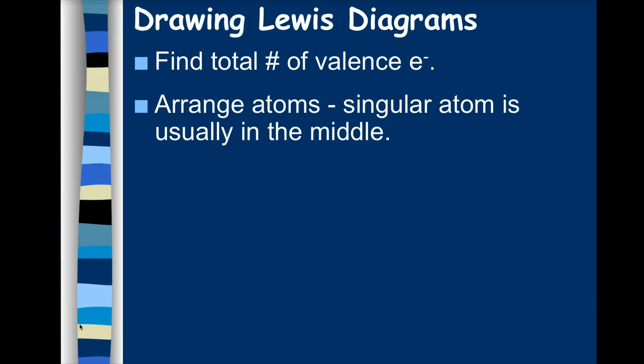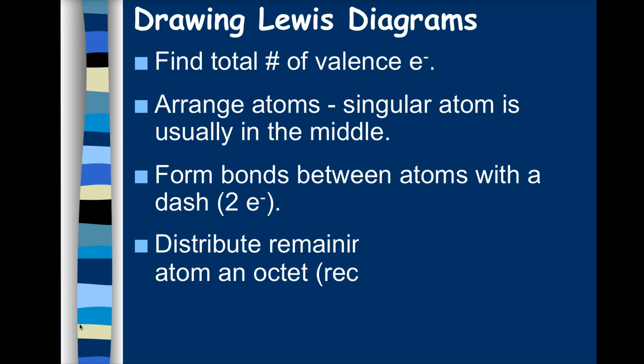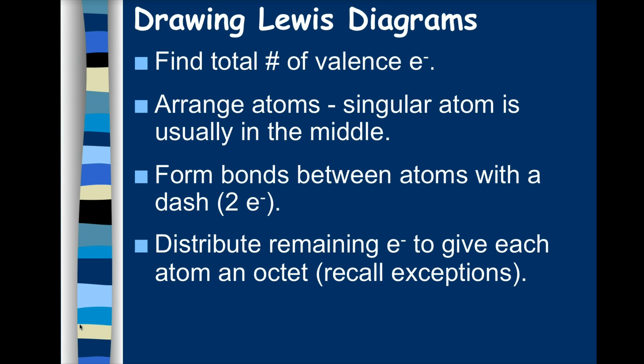And then you arrange the atoms in a skeleton structure. So the singular atom, if there's one atom that's by itself, it's usually put in the middle of the structure. That goes in the middle, and then you draw a skeleton or a sketch and surround it with all the other things that are in the compound. And when you do that, you use dashes to show that you're sketching out the bonds. So every dashed line that you see in a Lewis structure is actually representing 2 electrons that are bonding. And then you distribute the remaining electrons that you have to give each atom an octet.